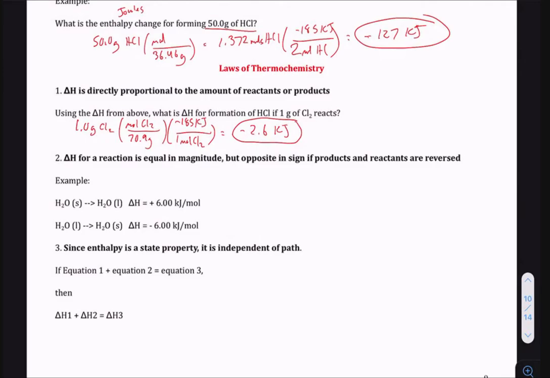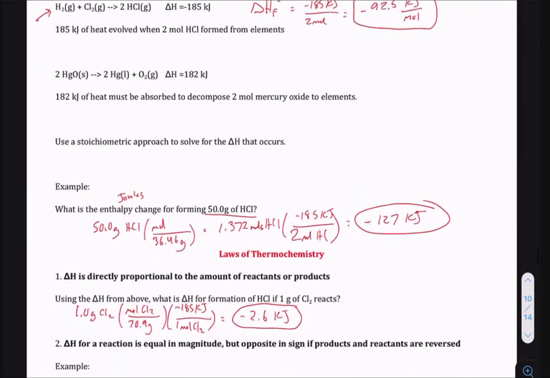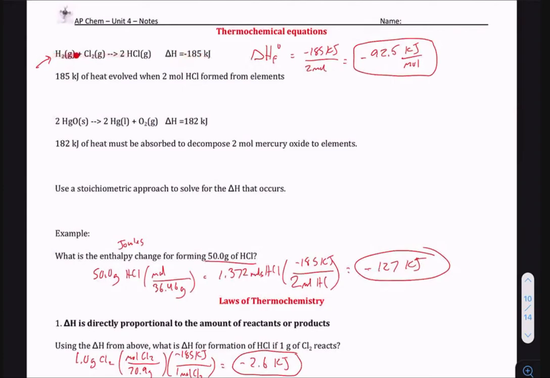All right. Law number 2. The delta H for a reaction is equal in magnitude but opposite in sign if the products and reactants are reversed. Meaning, if you have any reaction that has a delta H value, like a thermochemical equation like this, right? This right here is a thermochemical equation because the delta H is provided. If I wrote this backwards, if I said 2HCl goes to form H2 plus Cl2, the delta H would then be the opposite of what was originally listed. It would be positive 185. That's all it's saying. You flip the direction of the reaction, you just flip the sign because you're doing the opposite thing. Okay.